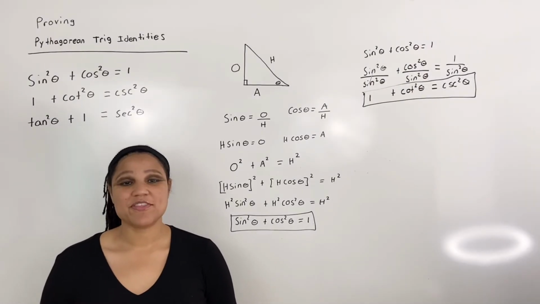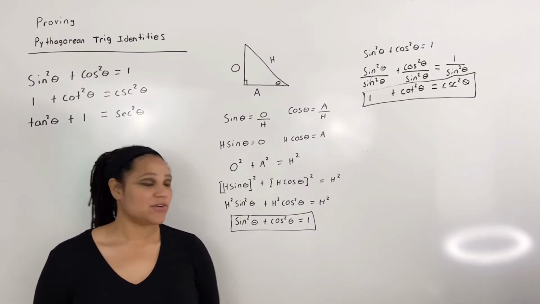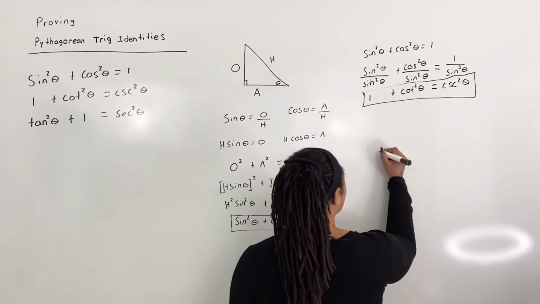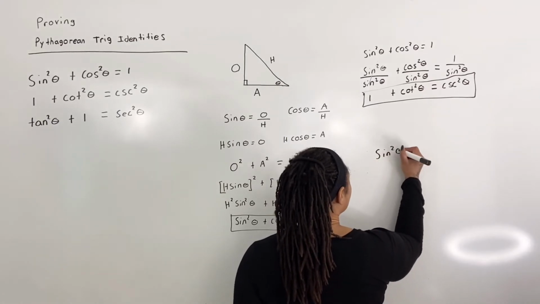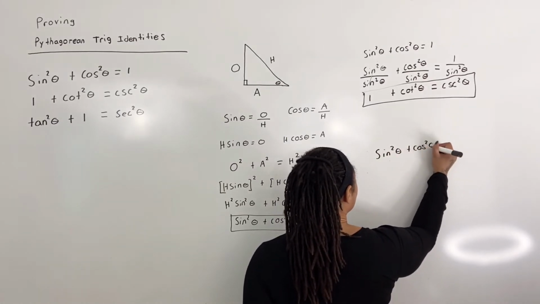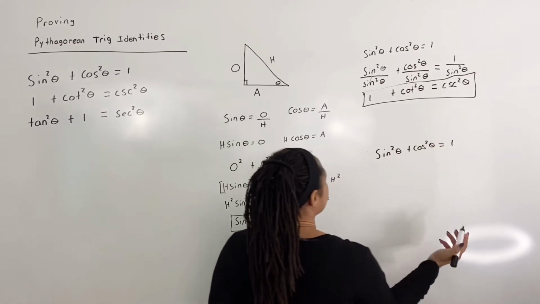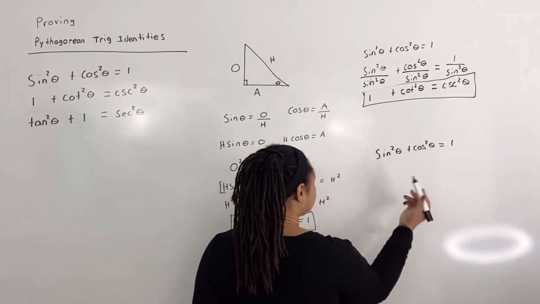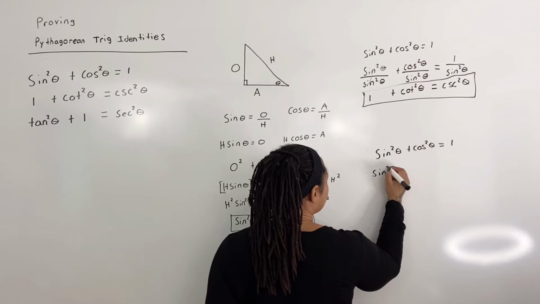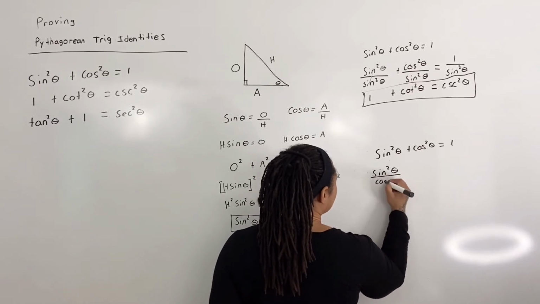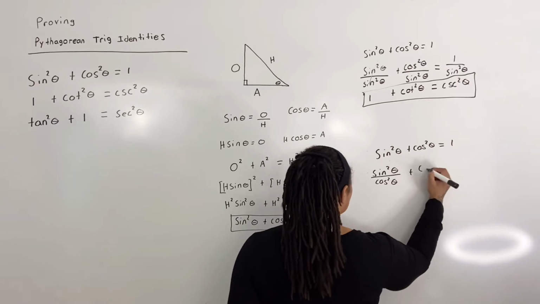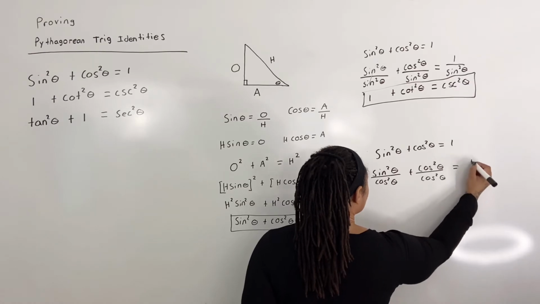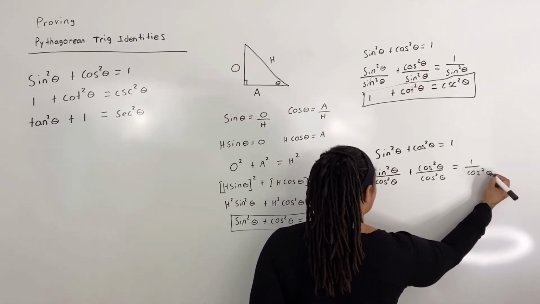So now we want to prove the third identity. Again, we will use the first one to prove the third one. So I'm going to start off with sine squared theta plus cosine squared theta is equal to 1. Now, instead of dividing through by sine squared theta, we will divide through by cosine squared theta. So we have sine squared theta over cosine squared theta plus cosine squared theta over cosine squared theta is equal to 1 over cosine squared theta.